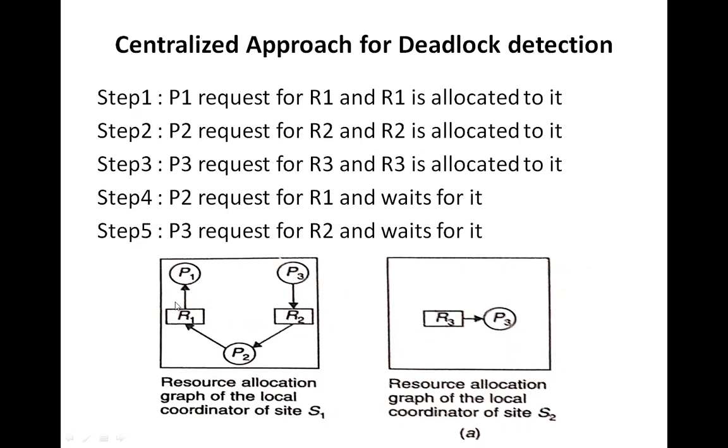After these 5 messages are executed, when P1 has requested R1, of course a request edge is not shown, since R1 is allocated to P1. Similarly, R2 is allocated to P2 as per its request, and R3 is allocated to P3 as per its request. And P2 is going to request R1, so it will be in the wait state. That is why it is a request edge. And P3 is requesting the resource R2, so that is why this edge is in the request state.